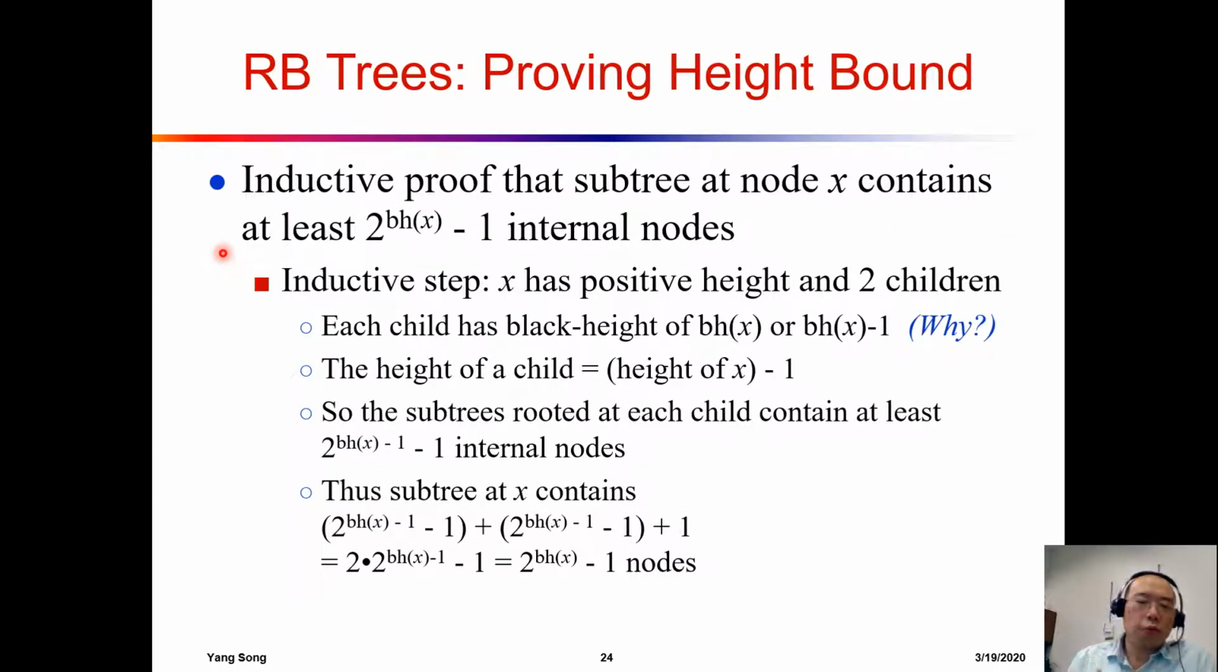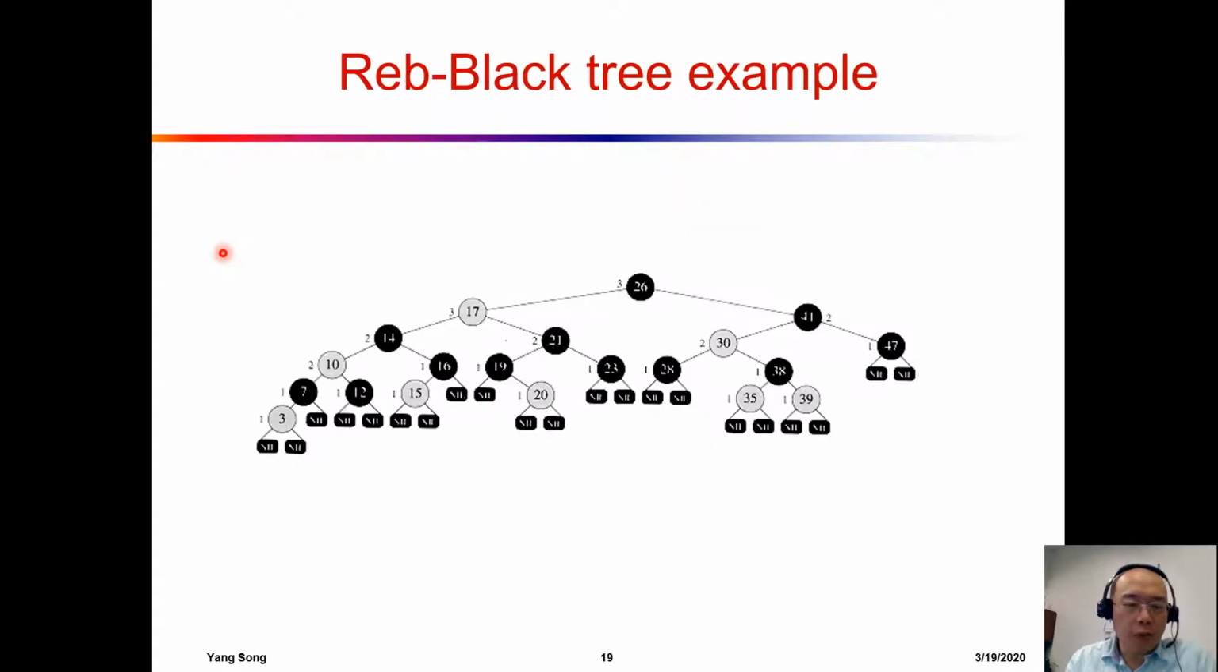Now, if we want to move on, the inductive step will be, what if x has a positive height and 2 children? Then for each of the children, the black height is either the same as the black height of the parent, or the black height of the parent minus 1. So why can those two cases happen? Let me go back to this example.